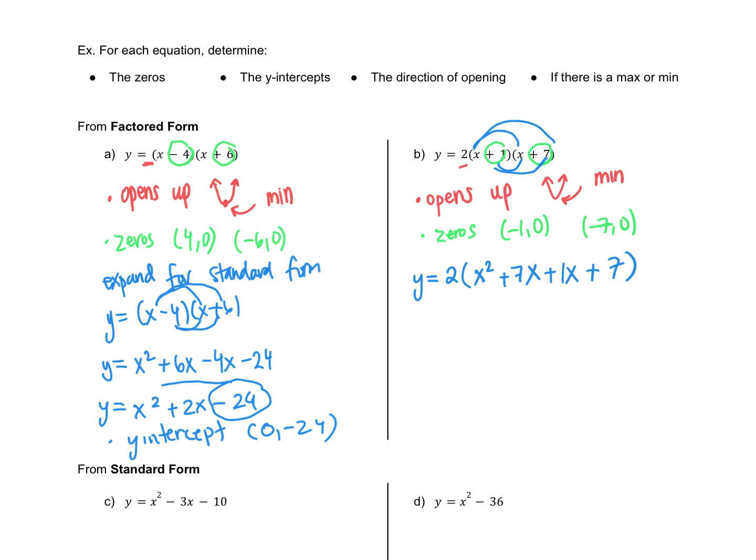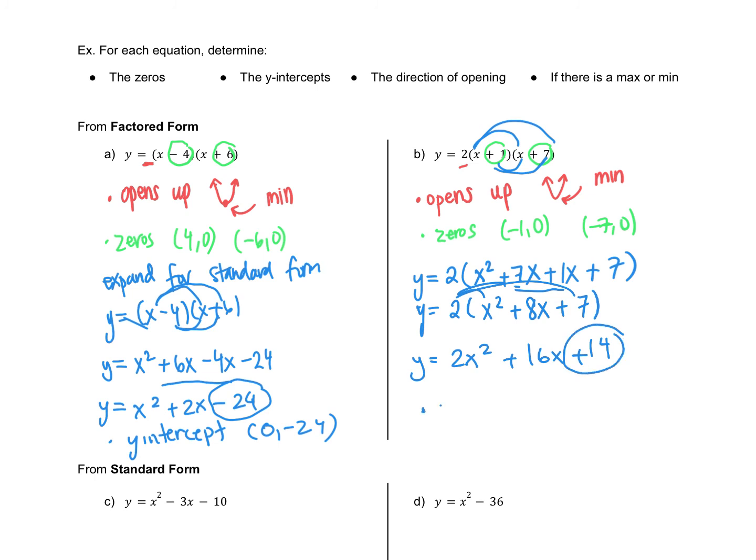I like to collect my like terms first, and then I'll deal with the 2. So be careful here. Because we still have the 2 out in front, the 7 is not your y-intercept. So x squared, and then 7 plus 1 is 8 x's. And now we can do a quick distribution of the 2. 2 times x squared, 2 times 8x, and 2 times 7 is 14. And there it is. The 14 is our y-intercept.